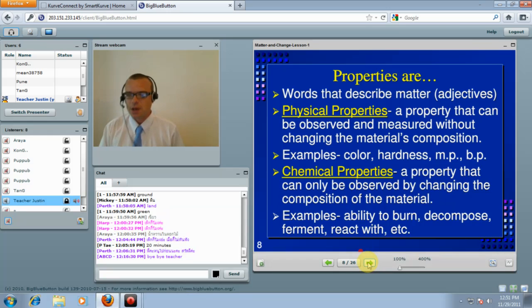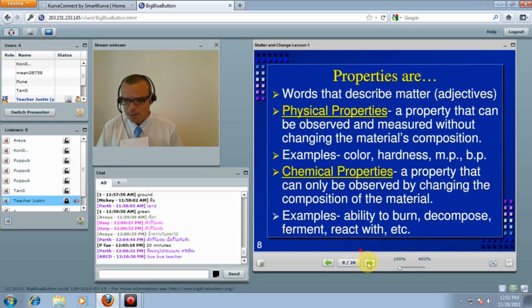Chemical properties: a property that can only be observed by changing the composition of the material. So examples here again, the ability to burn, so coal, oil, obviously have a strong ability to burn. Decompose, oh, that's a hard one.